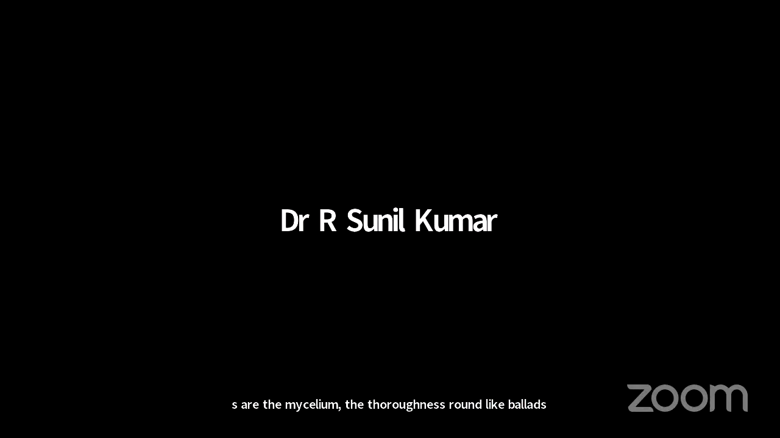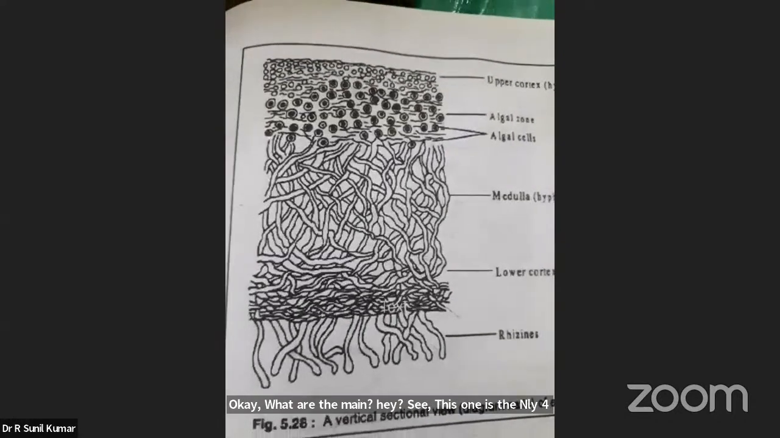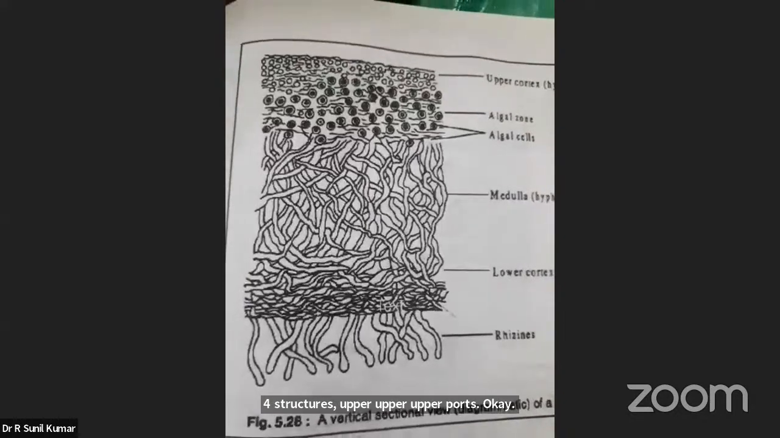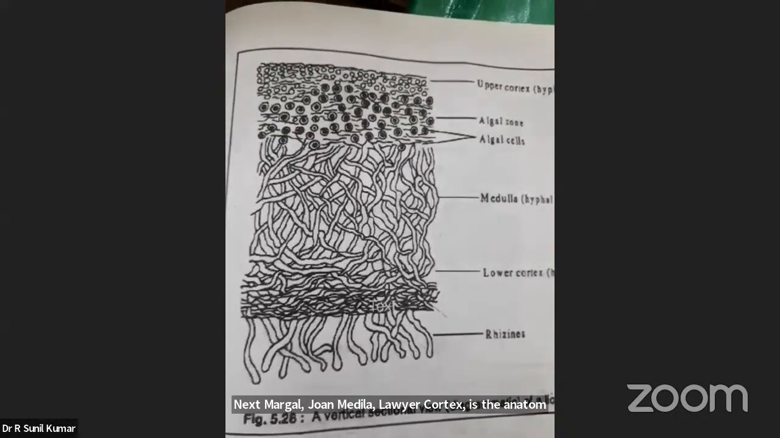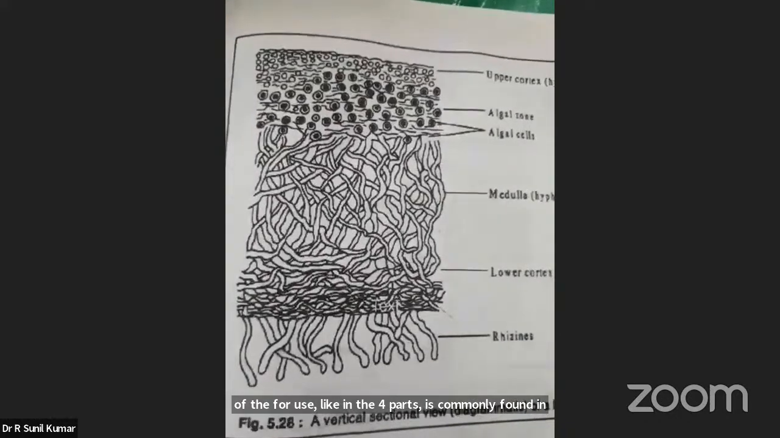What is the internal structure, the anatomy of the lichens? Mainly it shows four parts: upper cortex, algal zone, medulla, and lower cortex. These are the anatomy of the foliose lichens. The four parts are commonly found in foliose lichens.